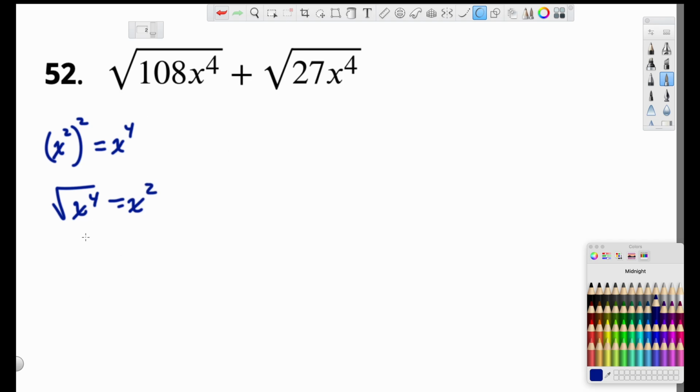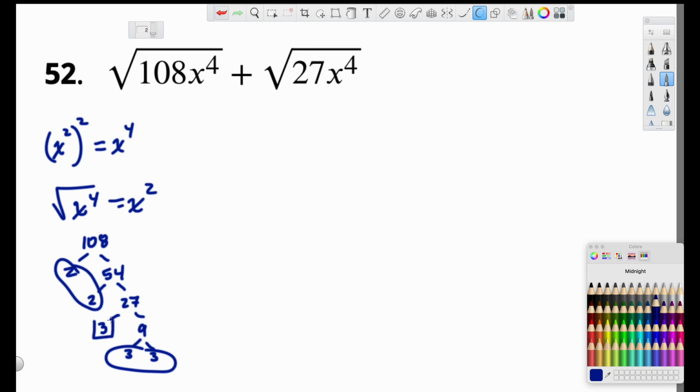But what about the 108? So we could do a factor tree here for 108. I know it's even, so 2 comes out. That's 54. 2, 27. Okay, 27 is not even, but a 3 comes out. 3 and 9. 9 is 3 and 3. I got a pair of 3s, I got a pair of 2s, I have an odd 3. So that means a 2 comes out, a 3 comes out, an x to the 2nd comes out, and what stays under the radical is the lone 3.